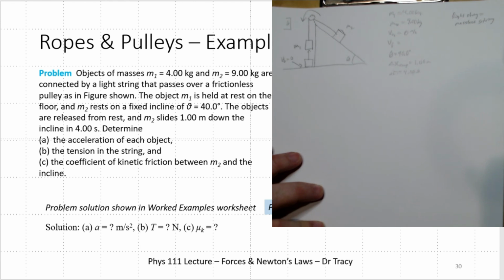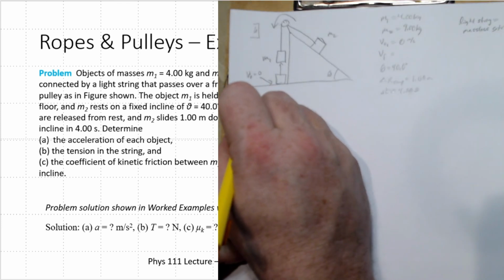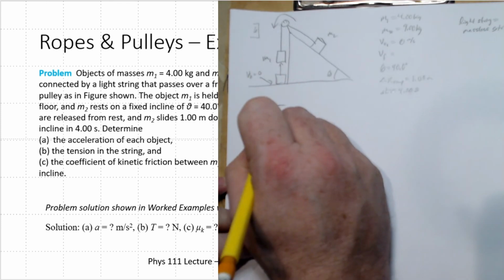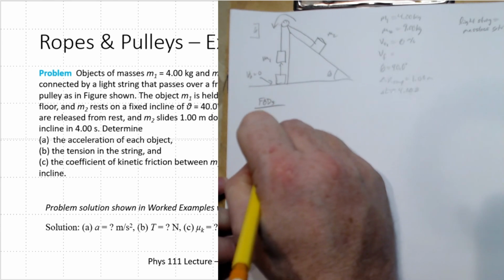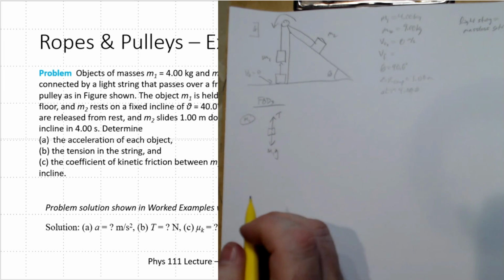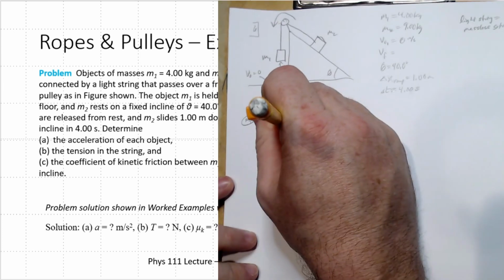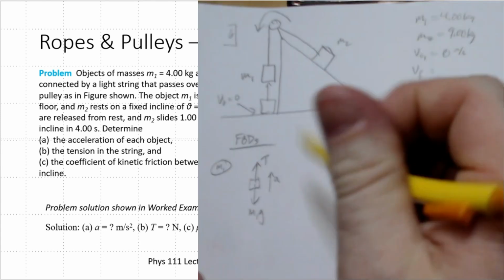Okay, free body diagrams. So free body diagram, mass 1 is your block. We've got m1g, tension in there, no normal force, no left, right, and acceleration is going to go positive up that way.